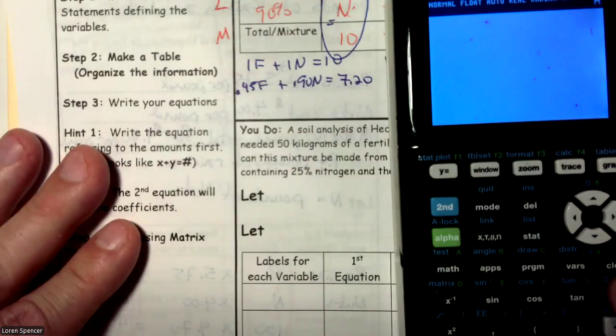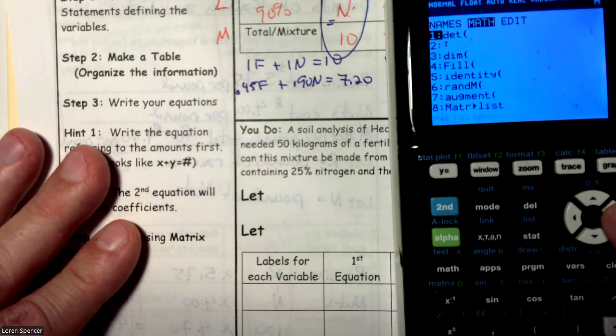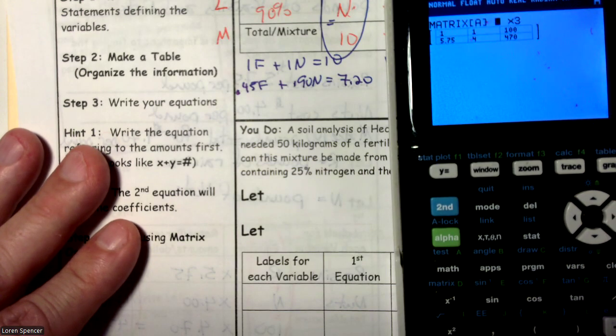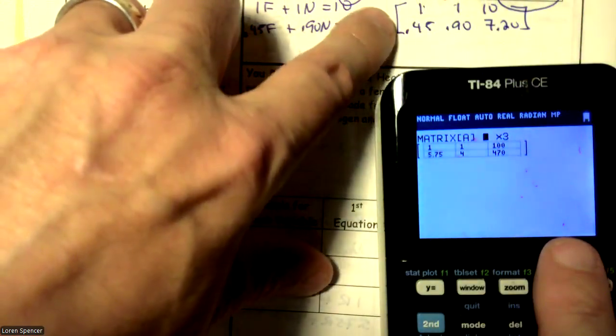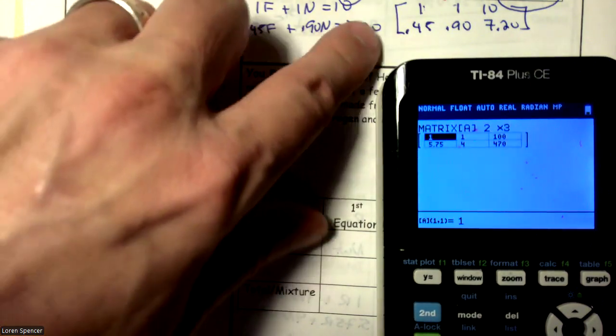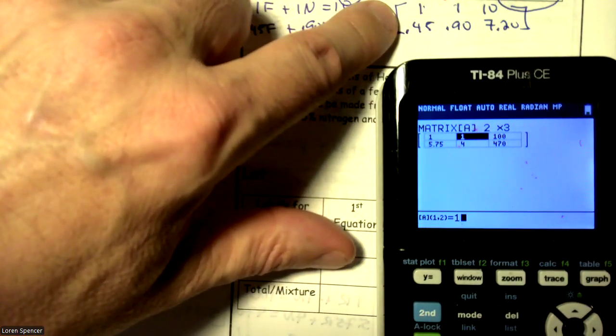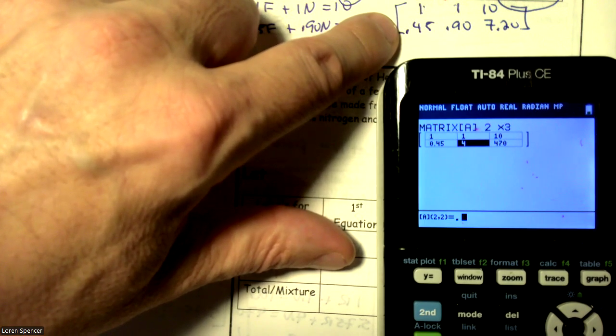So clearing my screen, pressing the blue button and dropping down to the x negative 1, which is the matrix. I'm going to arrow 2 spots to edit, press enter. I look and go, you know what? This is 2 rows and 3 columns, so it's a 2 by 3. So 2 enter, 3 enter. And I have 1 enter, 1 enter, and 10. Then I have 0.45, 0.9, and 7.2.